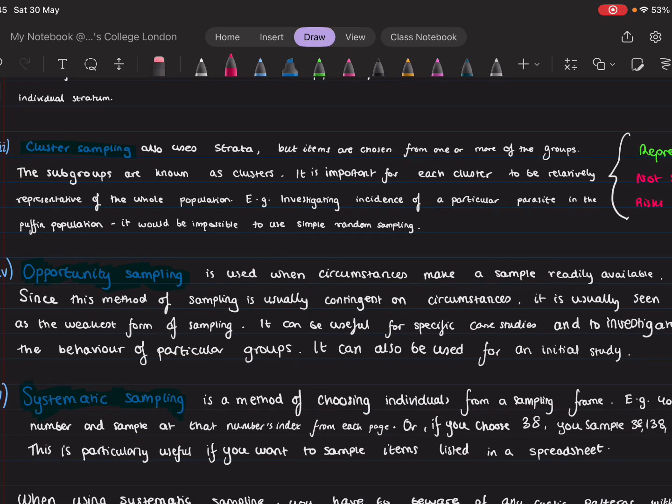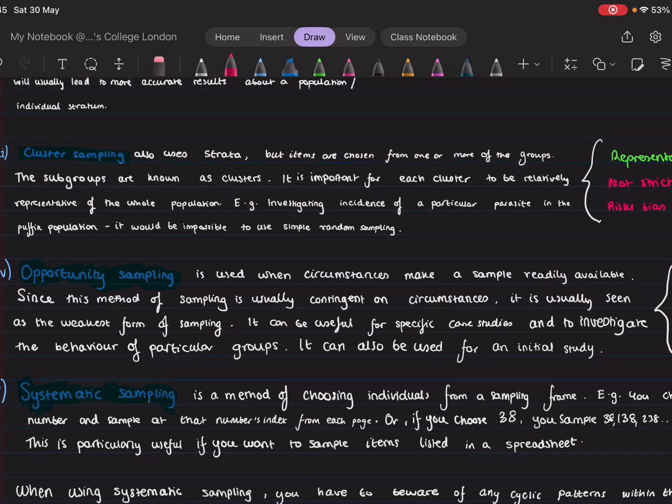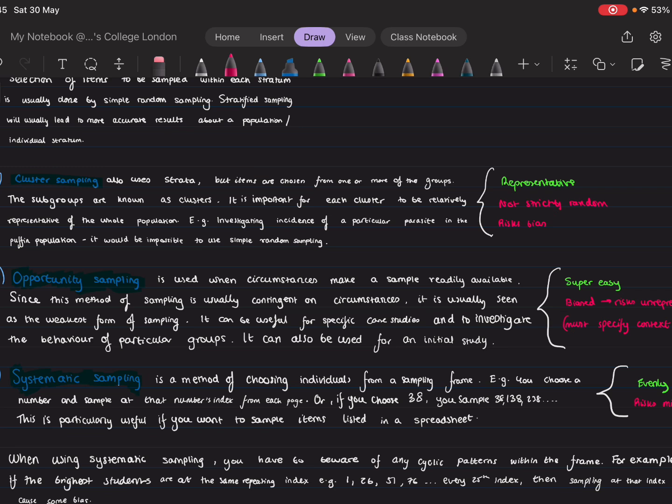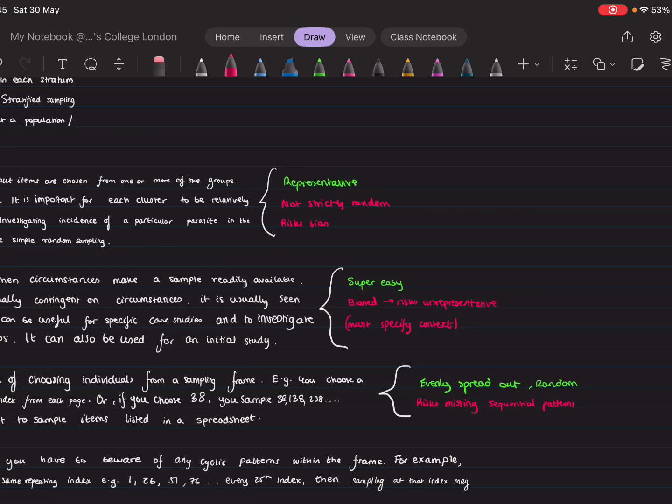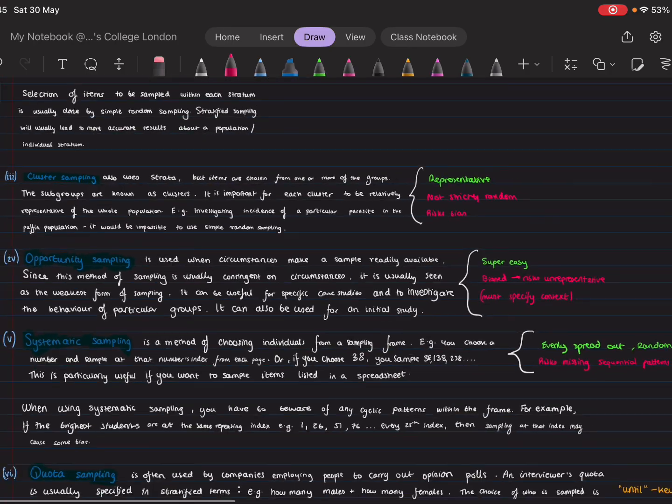For opportunity sampling, it's used when circumstances make a sample readily available. Since this method of sampling is usually contingent on circumstances, it is usually seen as the weakest form of sampling. It can be useful for specific case studies and to investigate the behavior of particular groups, and can also be used for an initial study. It's very easy to implement and can risk bias and an unrepresentative sample.